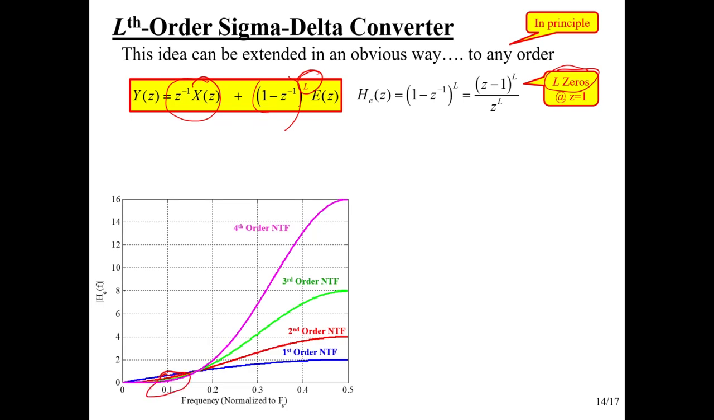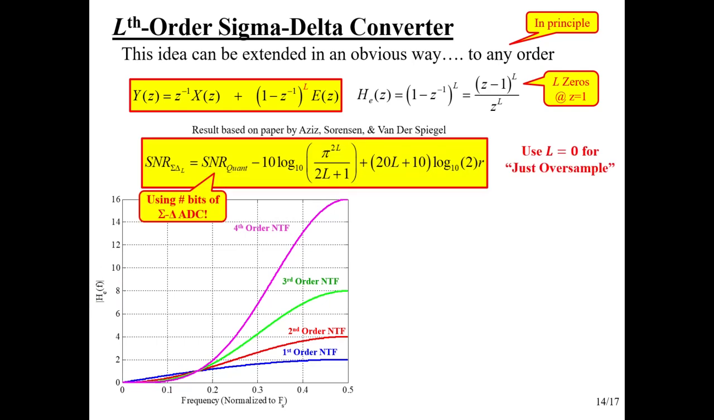Now we have L zeros not at the origin, but at Z equal to 1, causing even more attenuation. So I'm showing the first, second, third, and fourth order filters. This is not the squared. The squared is going to be even more impressive, but look, I'd have to zoom in here to see what that fourth order is really doing. It's so far down. It's doing a lot of serious attenuation.